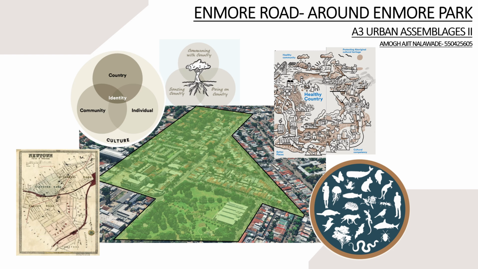Slide 1, title slide. Enmore Road, around Enmore Park. Hello everyone. My name is Amog Ajit Nalawade, and this presentation explores Enmore Road and the broader landscape around Enmore Park as part of urban assemblages too. My aim is to understand how historical layers, country-based readings, and present-day morphology shape this corridor, and how design interventions can strengthen ecological resilience, walkability, and cultural meaning.